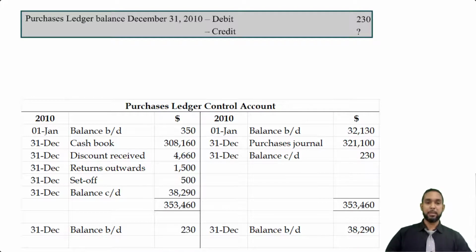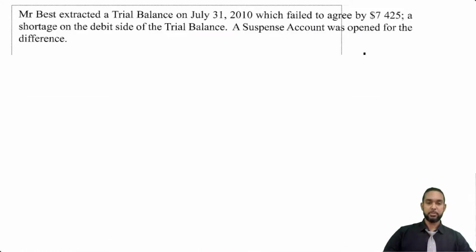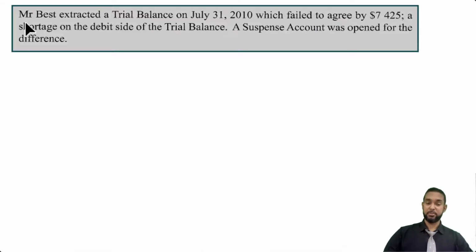Okay, we have a part B. Let's take a look at that. Okay, so this is an errors item on suspense account to boot. So Mr. Best extracted a trial balance on July 31st, 2010, which failed to agree by 7,425, a shortage on the debit side of the trial balance. A suspense account was opened up for the difference.